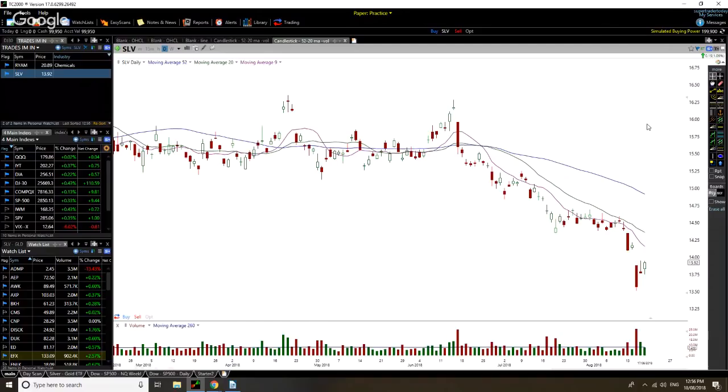Now, we all know the highest probability trades are with the underlying direction of the trend. We want to make sure that we are trading with the overall market. Remember, we don't move the market. We just want to figure out what the big guys are doing right now, and we want to jump on their coattails.